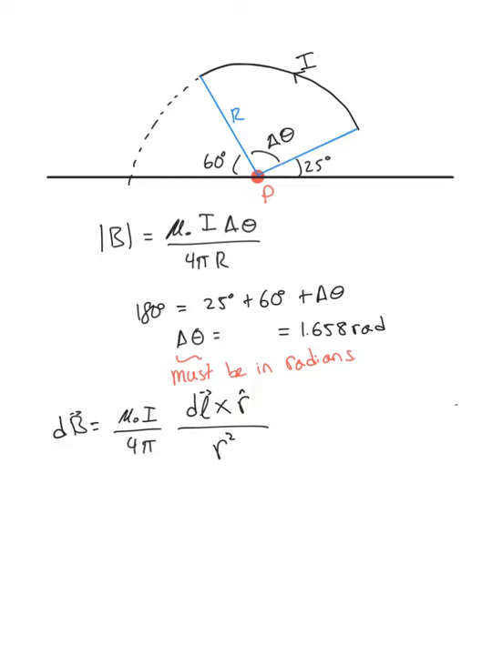So if we remember the Biot-Savart equation, that is dB equals mu naught I over 4 pi times dl cross r hat over r squared. And the thing that we care about in this equation is this dl vector cross r hat component, because this is going to tell us the direction of our magnetic field. It points in the direction created by this cross product of these two vectors.